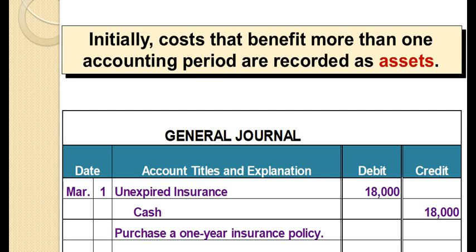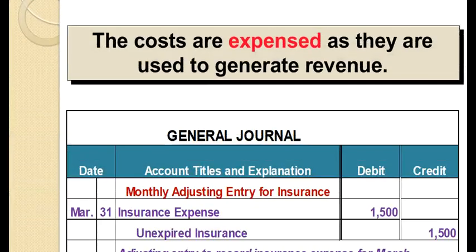Yes students, we are discussing the journal entry of unexpired insurance, because we are purchasing a 1 year insurance policy. The entry will be made simply: cash will be credit, and unexpired insurance will be debit. On the next slides we will see how we record the adjusting entry. Now the costs are expensed as they are used to generate revenue, like the monthly adjustment entry for the insurance of March.